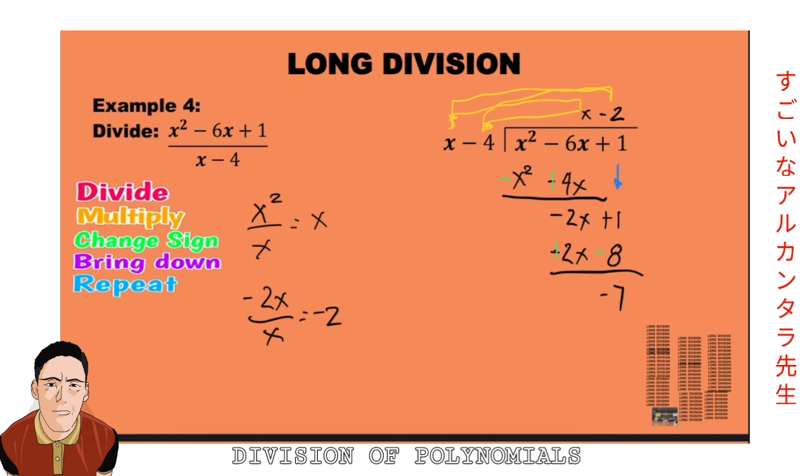So the final answer here is x minus 2, and what would that be? Plus negative 7 all over x minus 4. Or again, in simplified version, this should be x minus 2 minus 7 over x minus 4.